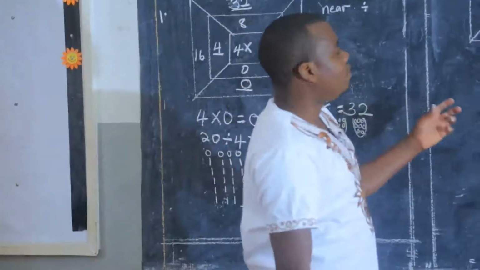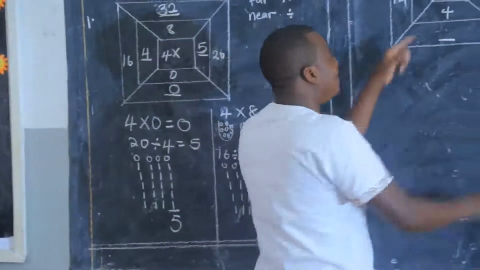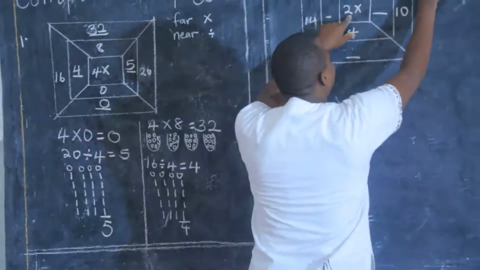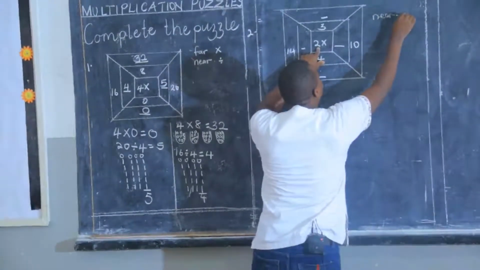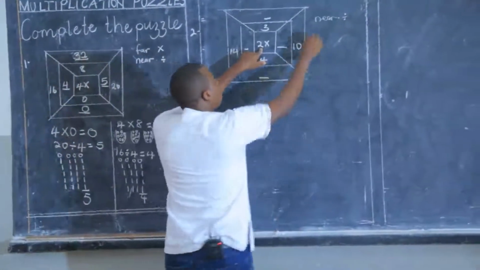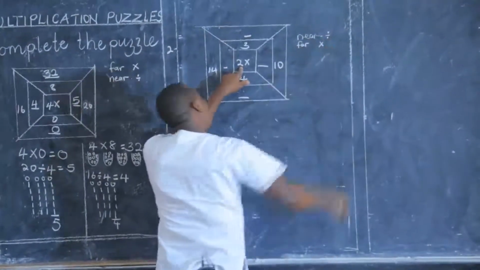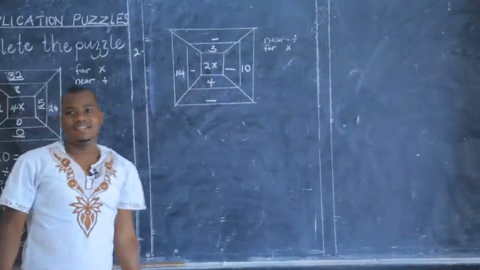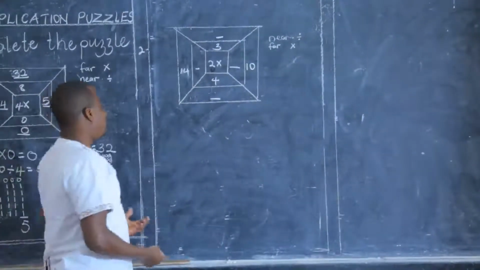So what is our trick? Our trick here is simple. When we are finding the answer that is near the center, what shall we do? We shall divide. Now when we are finding the answer that is far from the center, what shall we do? We shall follow the sign that is in the center. Is that okay? Yes, that is fine.